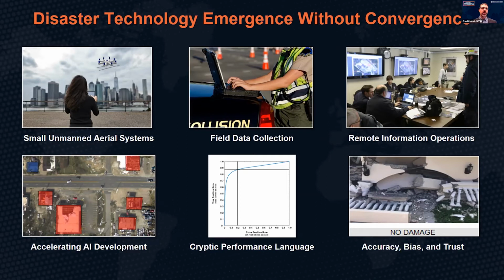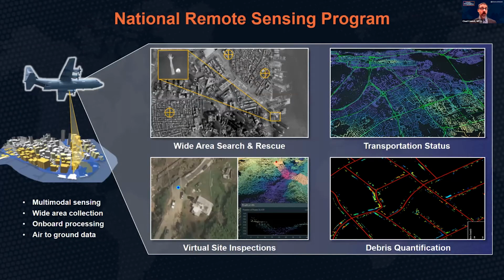What could drive this convergence is a national remote sensing program as a way to focus all of these efforts toward a common vision. We've developed a framework for what a national remote sensing program could look like. We envision a small network of powerful airborne multimodal remote sensing platforms available for rapid deployment to disasters across the United States or internationally. And they could also be available for steady state initiatives such as regional climate observations. Such a platform would serve as the bridge between research and development and operations.